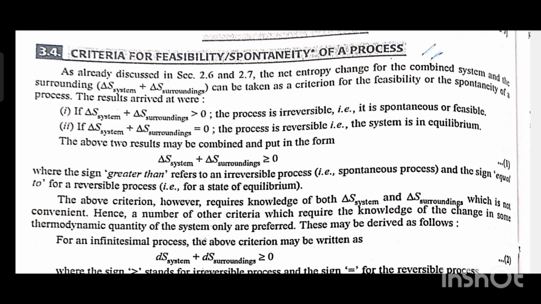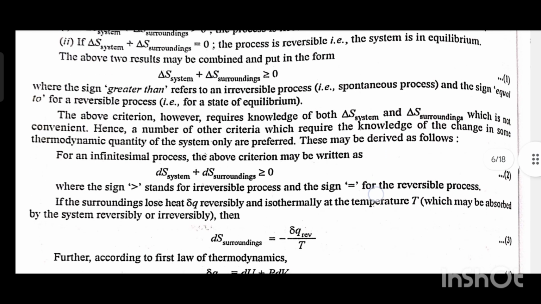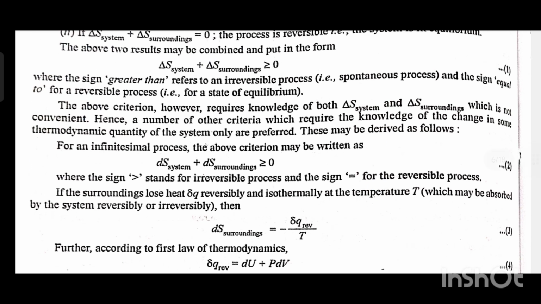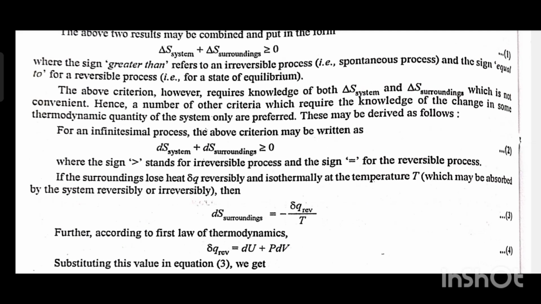Number 2, if ΔS system plus ΔS surrounding is equal to 0, the process is reversible, that is, the system is in equilibrium. The above two results may be combined and put in the form ΔS system plus ΔS surrounding is greater than or equal to 0, that is equation 1, where the sign greater than refers to an irreversible process, that means a spontaneous process, and the sign equal to is for a reversible process, that is, for a state of equilibrium.